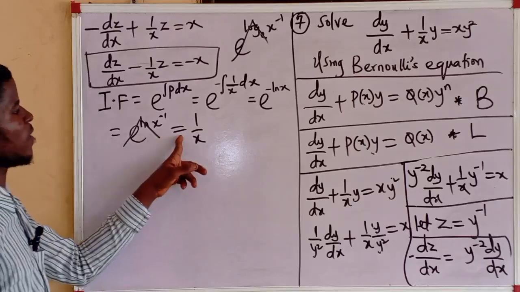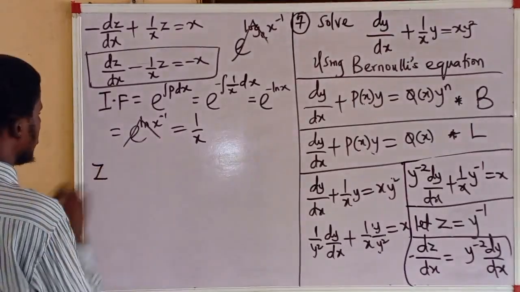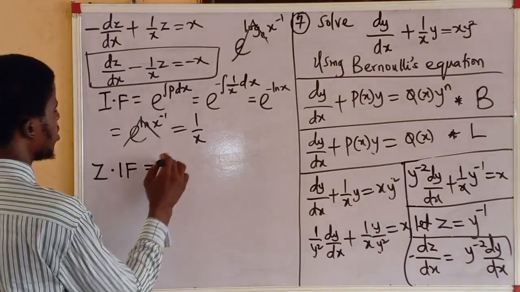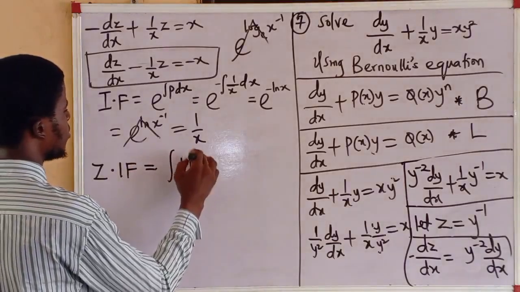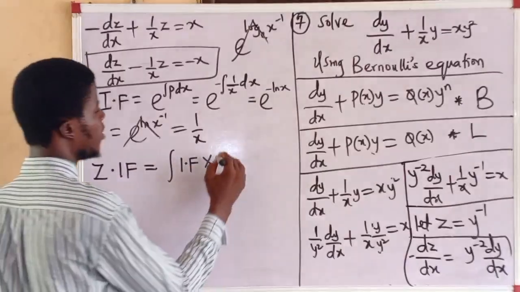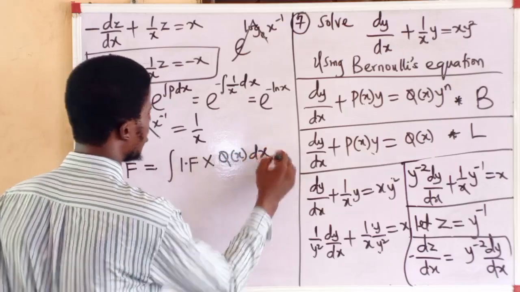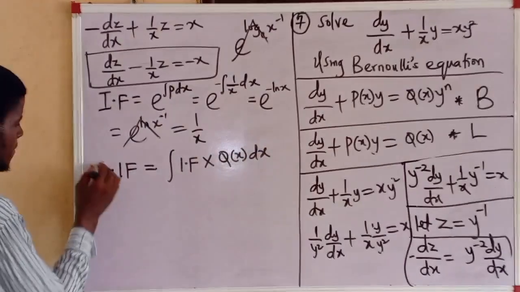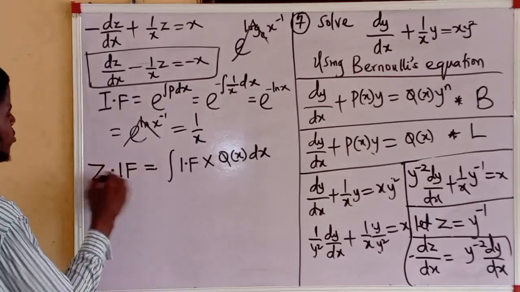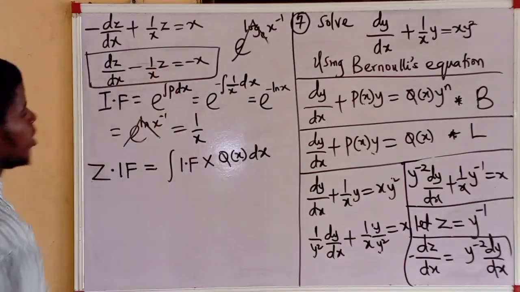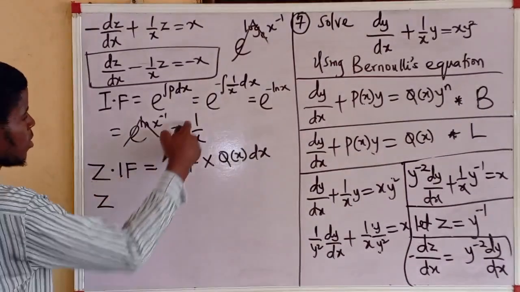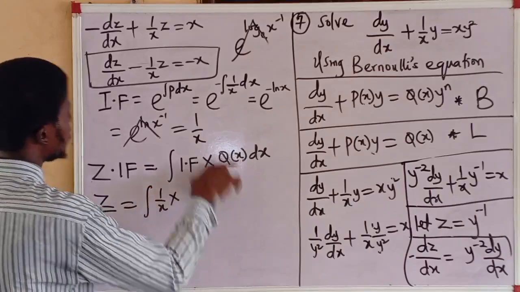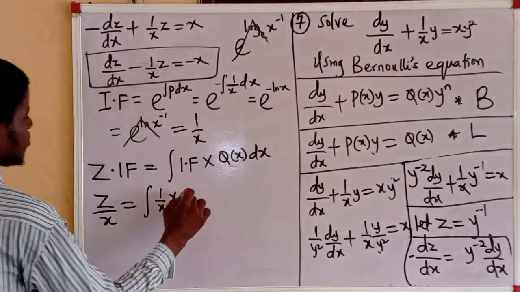We will now substitute this integrating factor into this equation. z times the integrating factor is equal to the integral of the integrating factor times q of x dx. If the dependent variable were y, we would have written y here. So it is z, we have to use z. We are working with this equation. So z times the integrating factor, 1 over x, so I have z over x, equals the integral of 1 over x times q of x, which here is minus x.